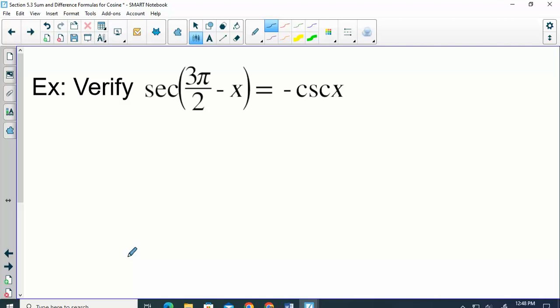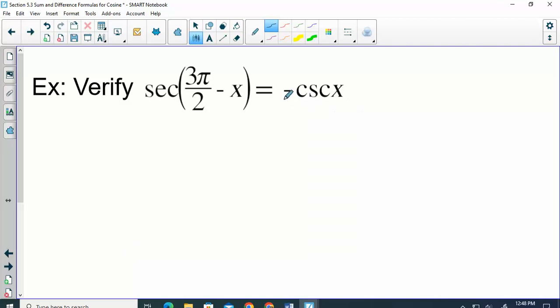Secant of 3 pi over 2 minus x. Can we change it before we box it in? No, keep it as the original one. Which side would you box in? Right.